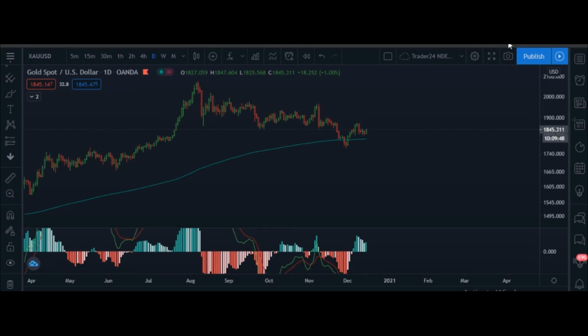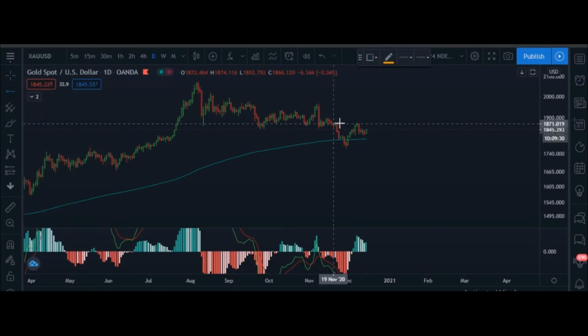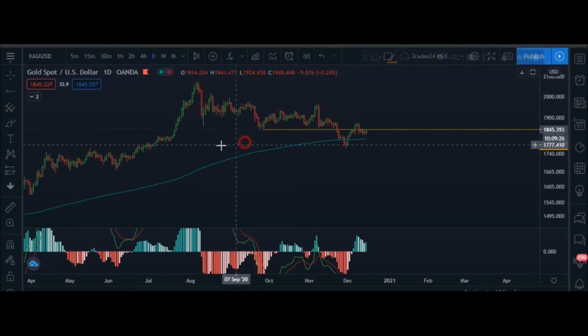This time, we will analyze gold using the Fibonacci retracement to find out the entry point. As usual, we will look for the closest price support and resistance on the daily time frame.